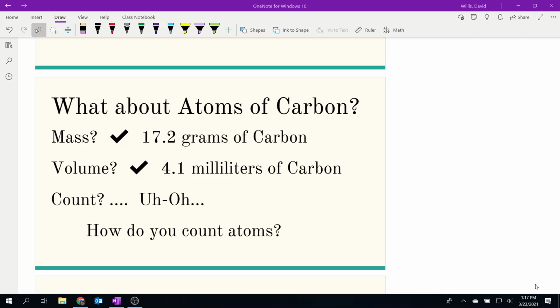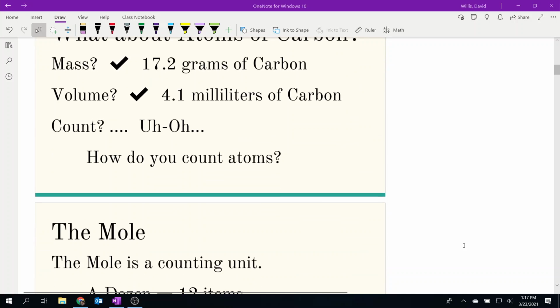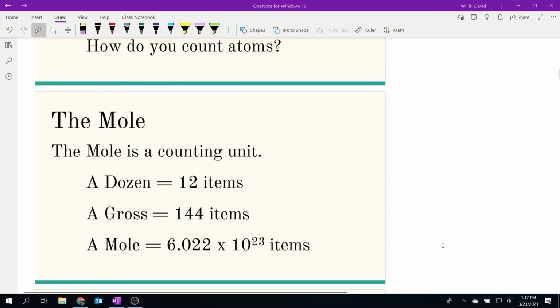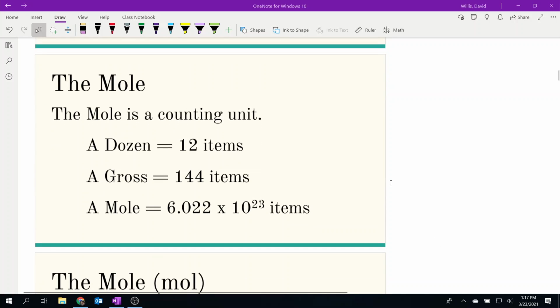That's where we need a different counting unit, and that's going to be the mole. It's going to come into play for us. What I want you to understand about a mole is, even though it's a specialized number, it's really just like a dozen, except a different number. So the mole is a counting unit, just like a dozen is 12 of something. A gross is 144, 12 12s. A mole is 6.022 times 10 to the 23rd items.